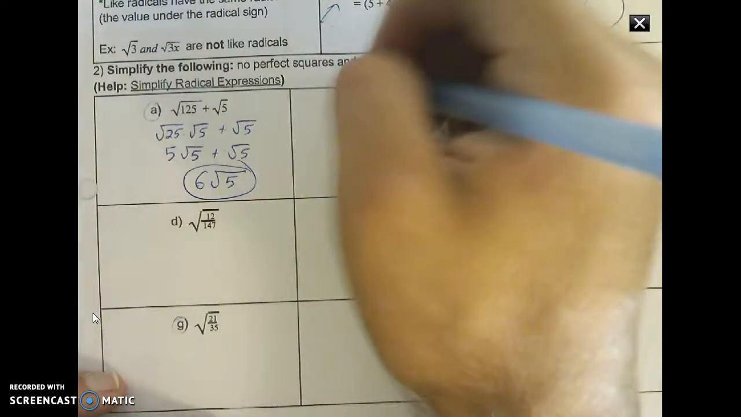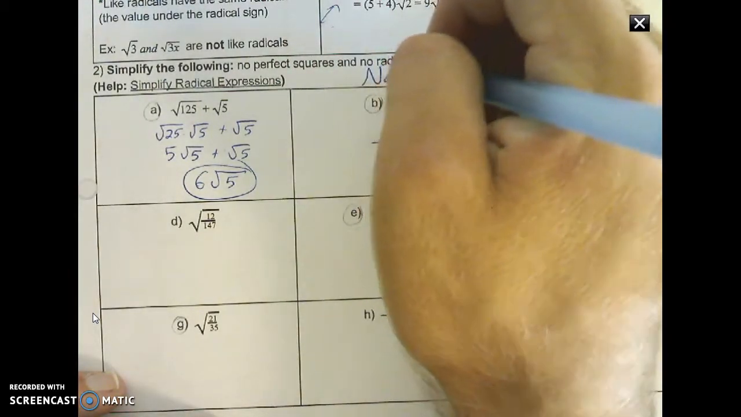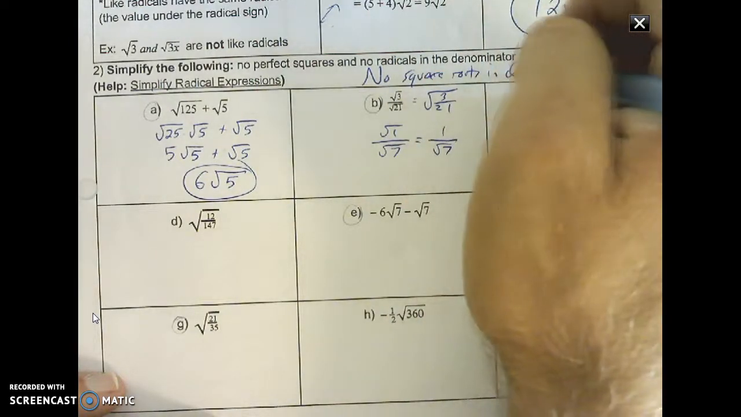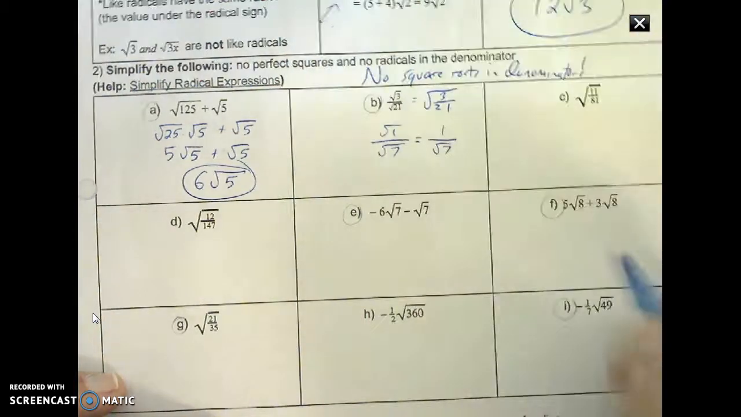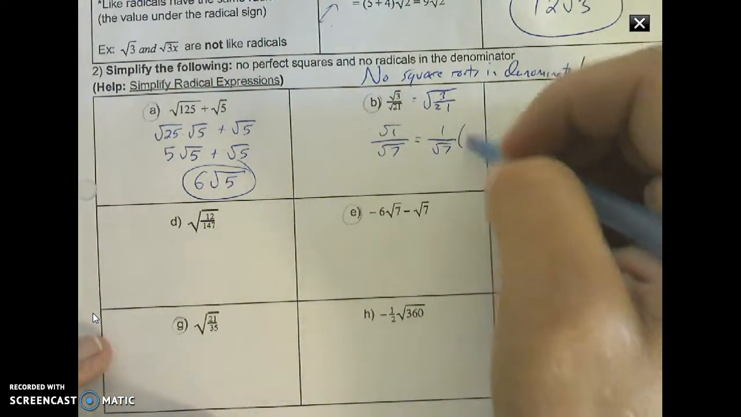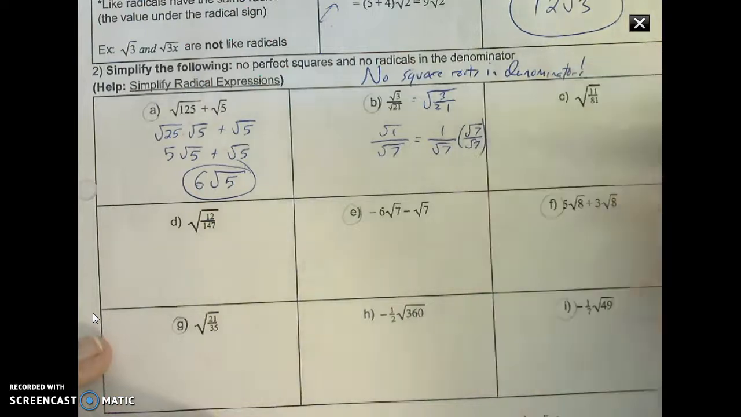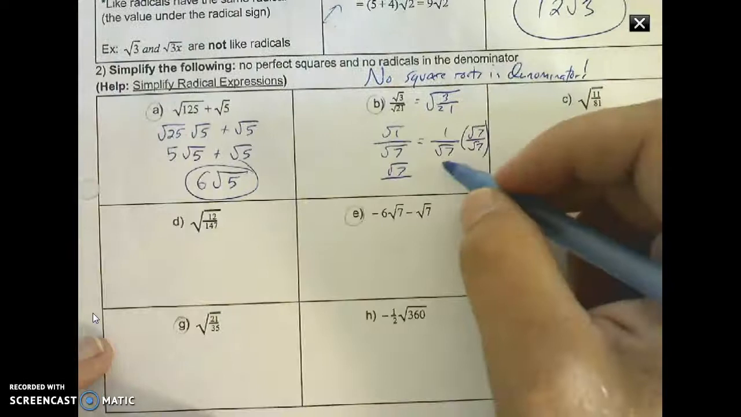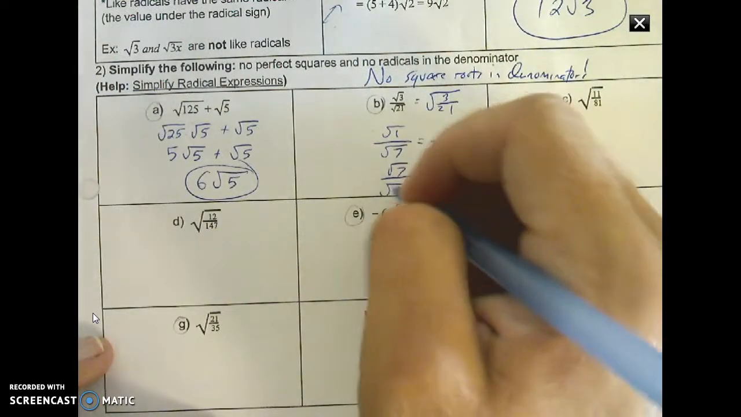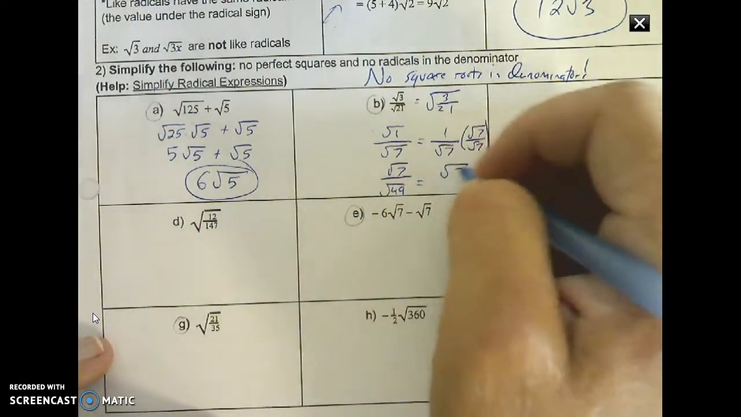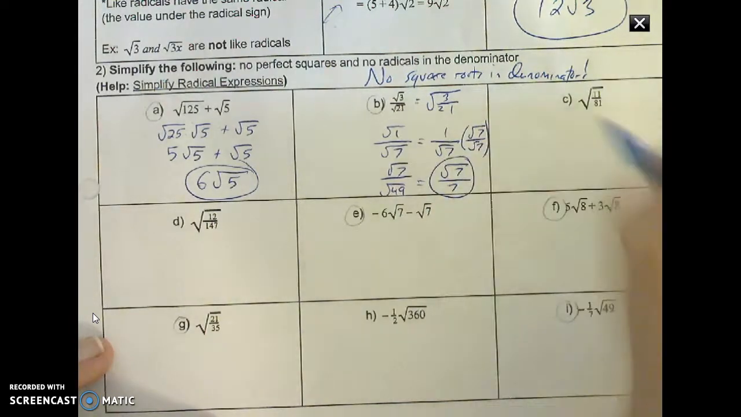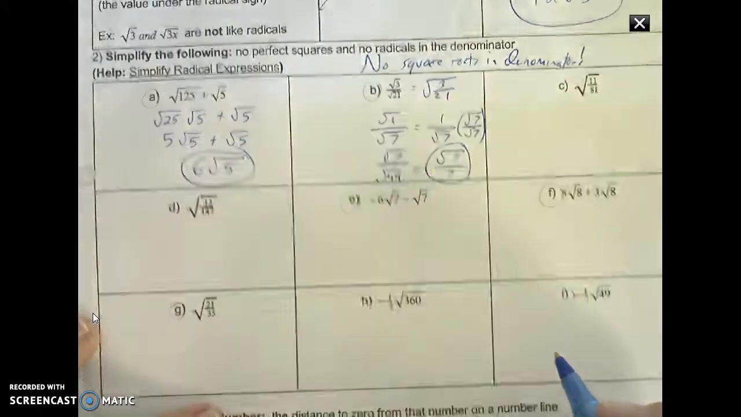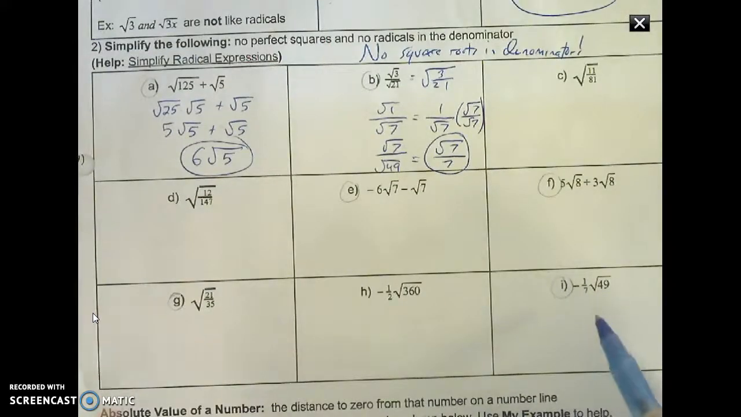Okay, no square roots in the denominator. Okay, so I'm going to multiply top and bottom by the square root of 7. So up top, 1 times root 7 is root 7. Down low, root 7 times root 7 is root 49. But that's nice because that turns into just plain old 7. Okay? Very good.